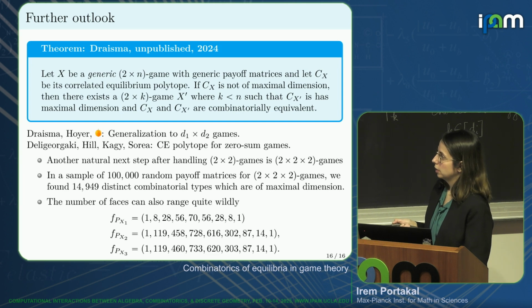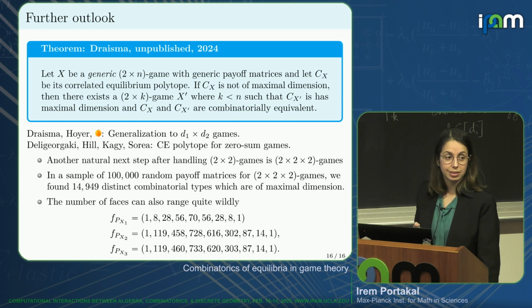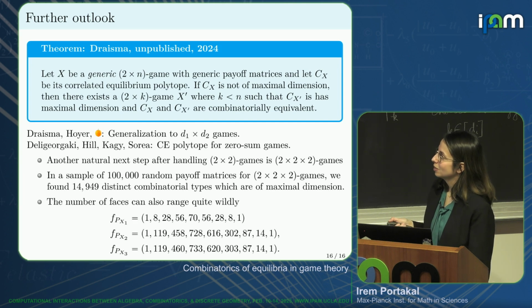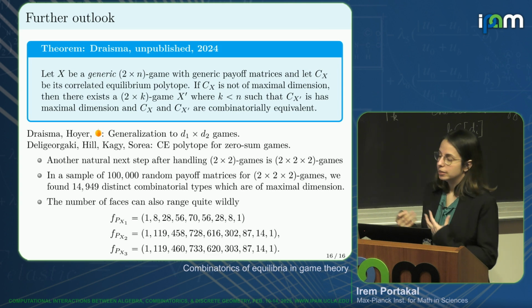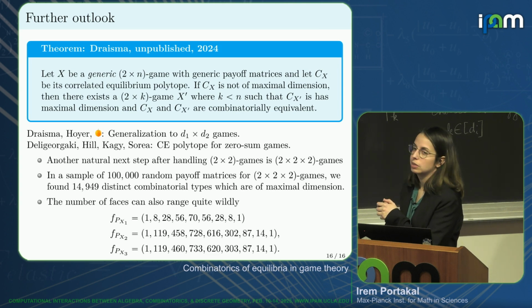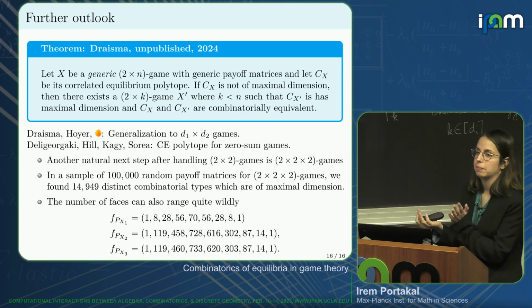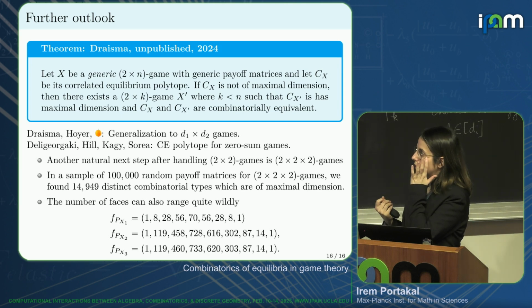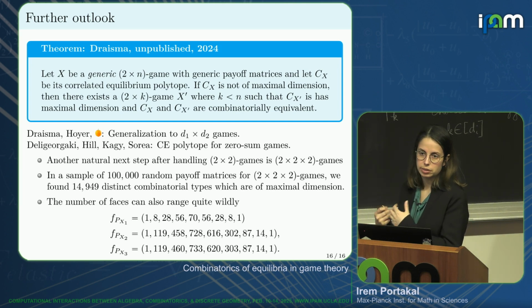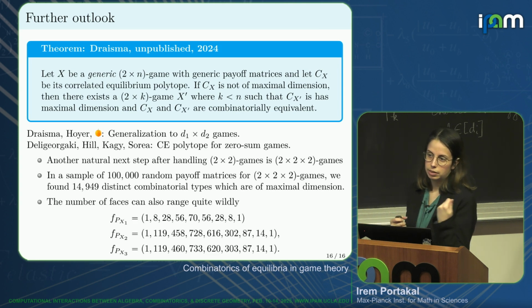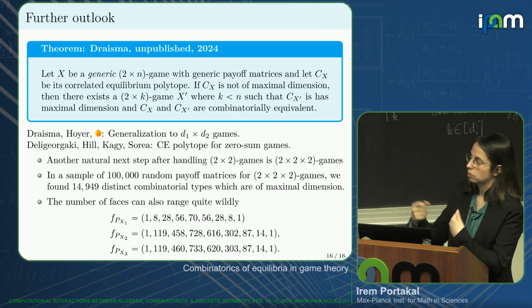This is done for 2 times n games, but we want to generalize it to any 2-player games, again with Jan and Linda. There is another project going on, I think for a week or 2 at IMSI Chicago. Danai is here, one of the people in this project, and they are going to look at the correlated equilibrium polytope for zero-sum games. I didn't tell you that rock, paper, scissors is an example of a zero-sum game: one is winning, the other one is losing, so it sums up to 0.